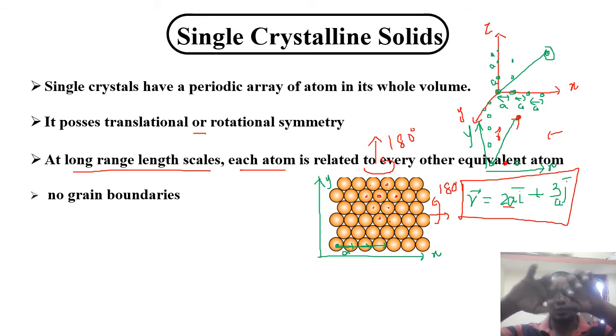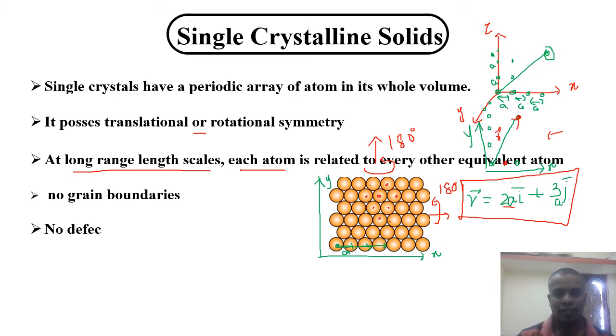Suppose you have a square lattice here and a hexagonal lattice here. The gap in between is a grain boundary. But if you look at a single crystalline solid, there is no boundary. We saw that a polycrystalline solid has exactly such a boundary, the grain boundary. But that is not the case here. There is no grain boundary in a single crystalline solid. There are no defects in the single crystal.